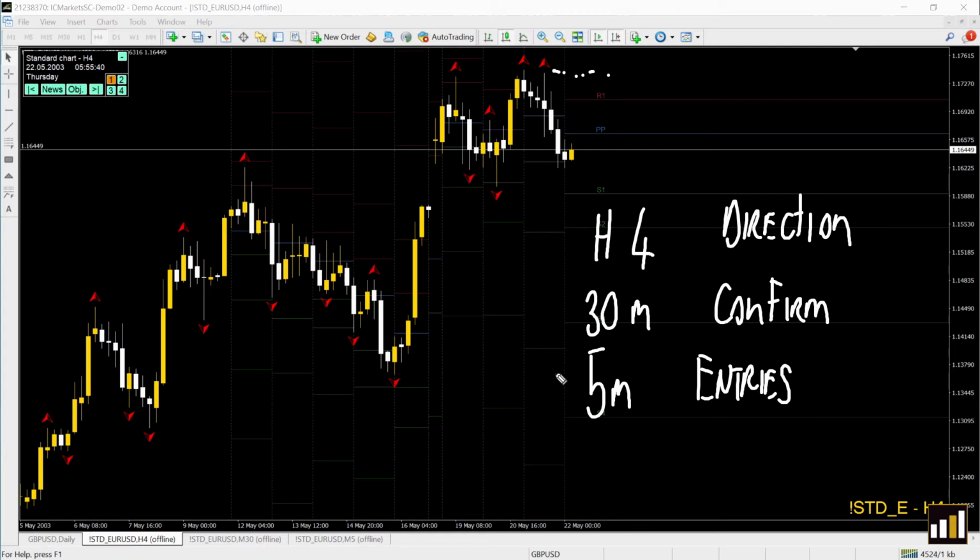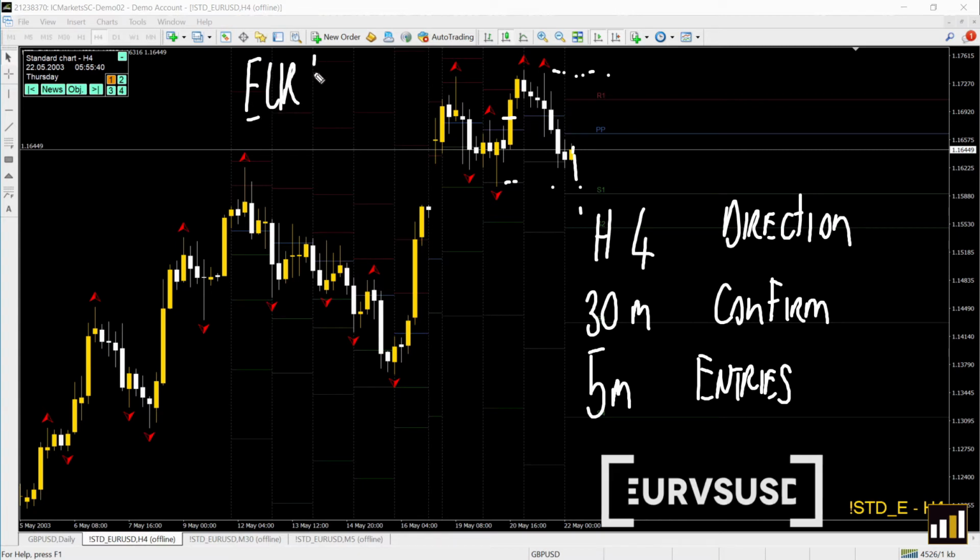To find your direction, you're going to need the last fractal that has broken. So has this fractal broken? No. If you look to the right here, no price comes through here, so we are not short. But this one has broken with this candle here. So that's the last fractal break on the H4 on the euro versus the dollar. We like using this strategy on the euro versus the USD.